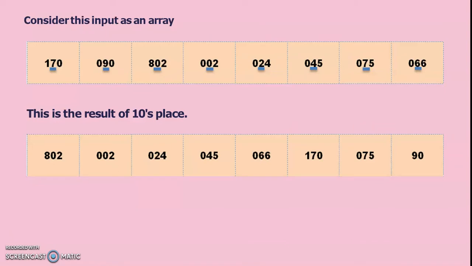After we find the tens place, this is the result. As you can see on the screen, now 802 becomes first. It's because the tens place of 802 is 0. The next is 2, 24, 45, 66, 170, 75, and 90.